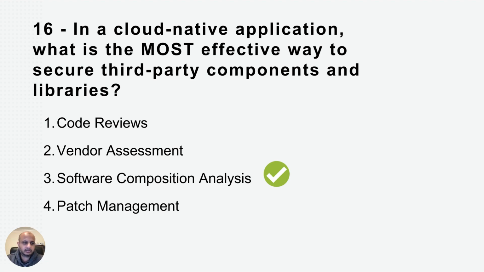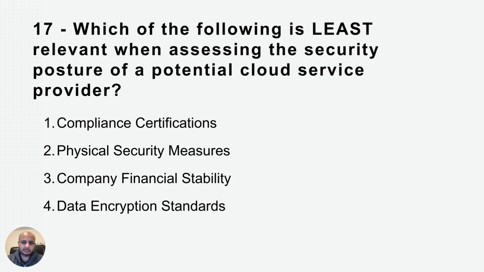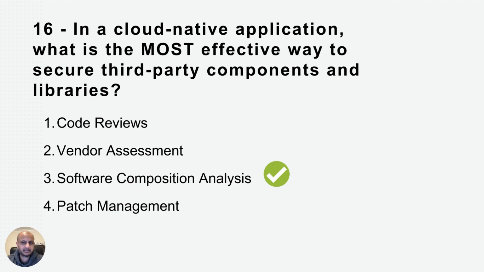Code reviews are important, but remember you don't have access to the code. Vendor assessment, yeah, that would be important. Patch management, yeah, definitely. But for things like Log4j and all those other things, this is where software composition analysis would come in. The whole point of SCA is to detect vulnerabilities in third party components.